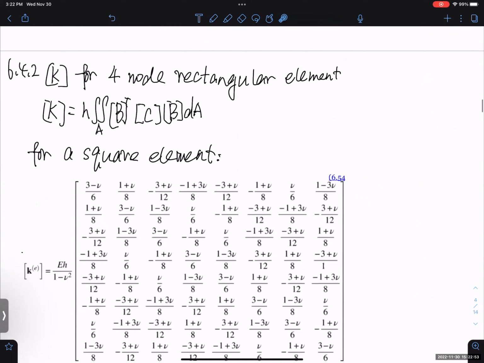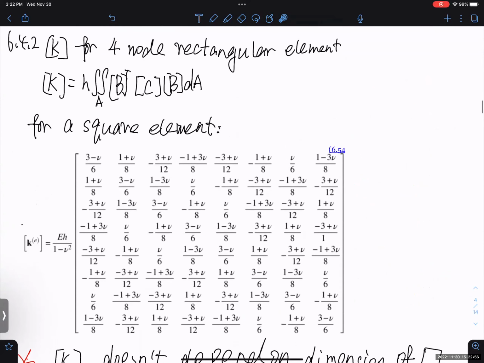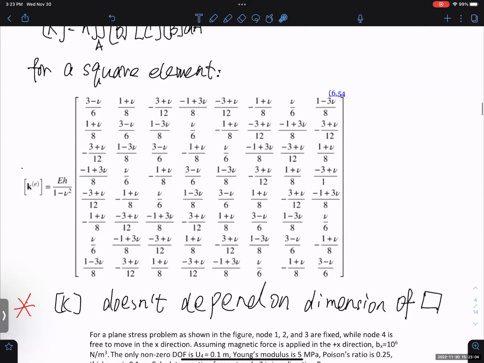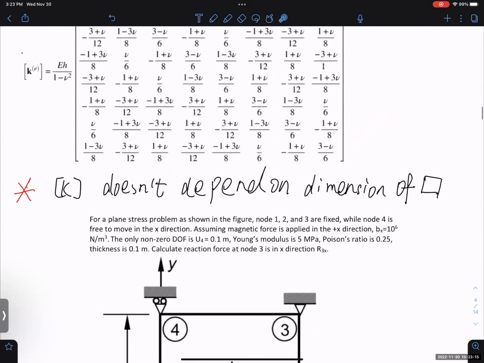So the next topic is the K matrix. As I said, for the full rectilinear element, we use this one to do the integration for the matrix. For the square element, we use this one, and I also explained it during class. It does not depend on dimension, so it can be a big square or a small square. It doesn't depend on the edge size.